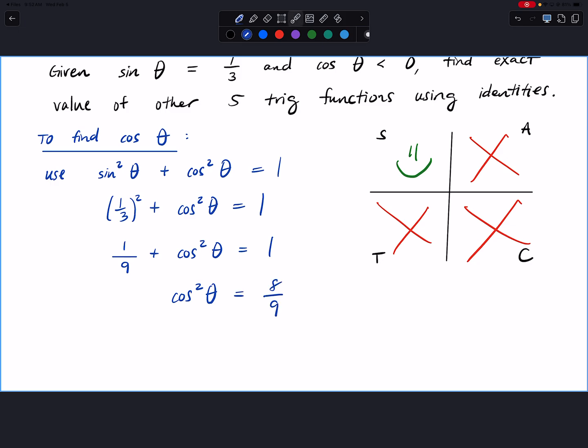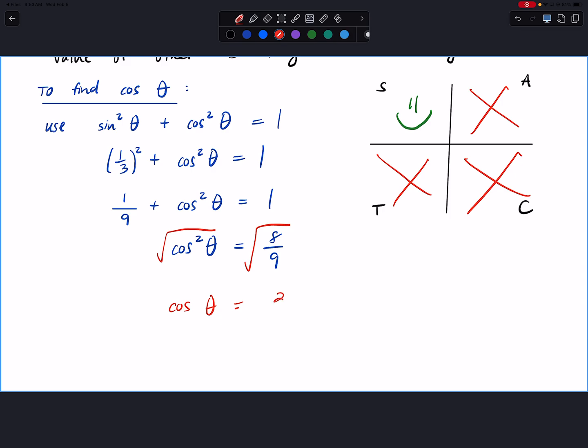Okay. This is the same thing as cosine of something squared. So to get just cosine, I can square root both sides. Now, you can do a tree on this. What does this break down to? Do you guys know? Yeah, 2 square root 2. And what's the square root of 9? 3. So cosine is going to be 2 root 2 over 3. But what do we know about cosine? It's negative. So don't forget that part, guys.